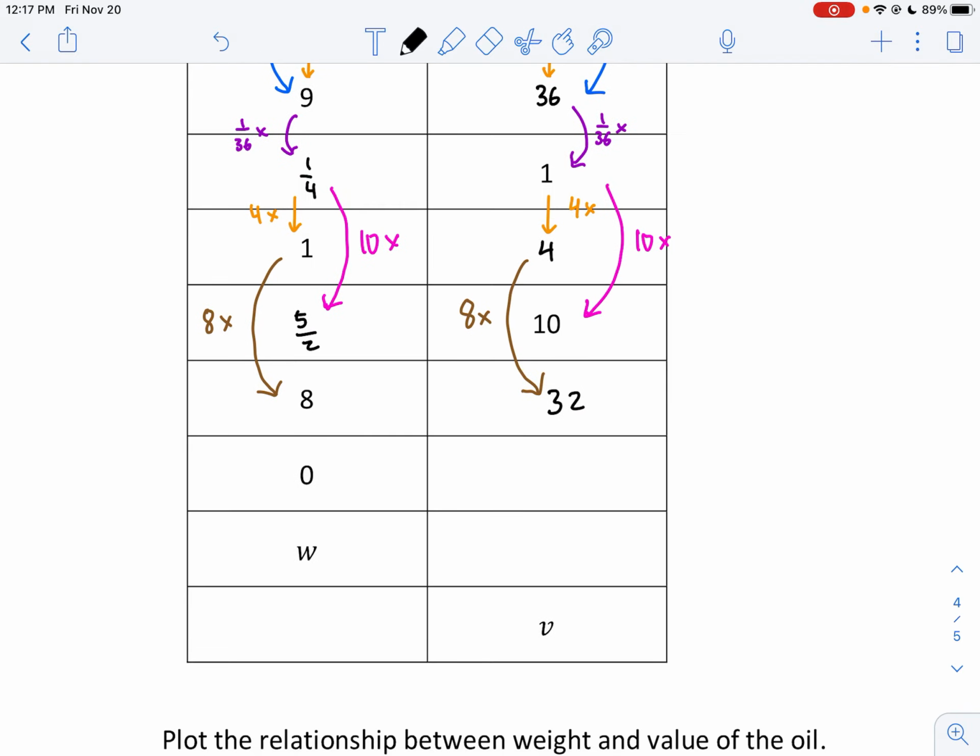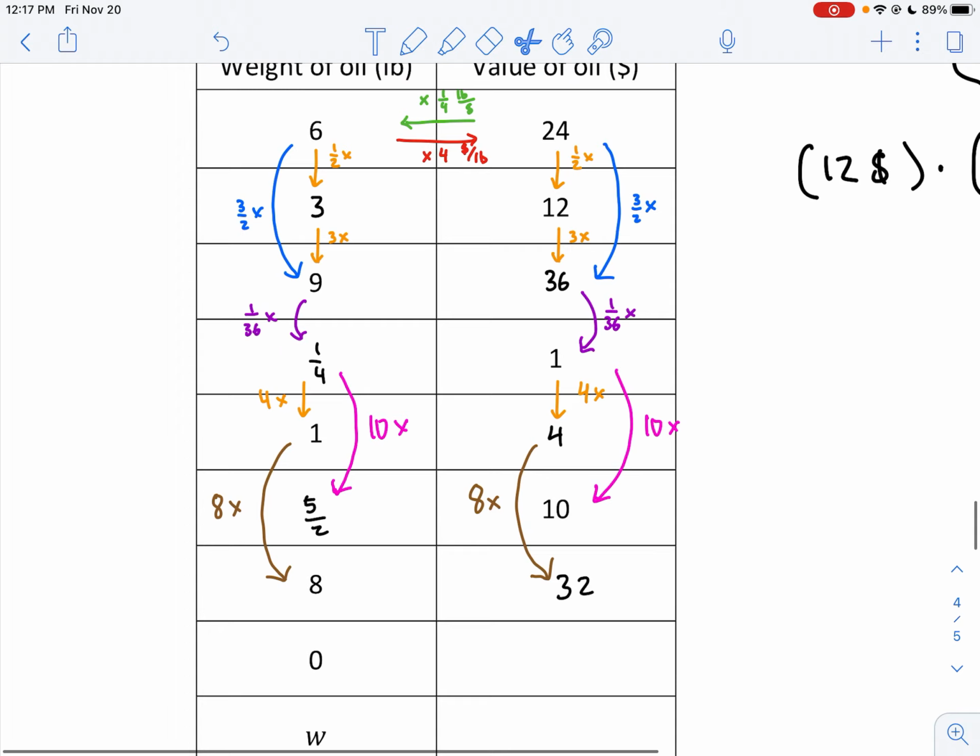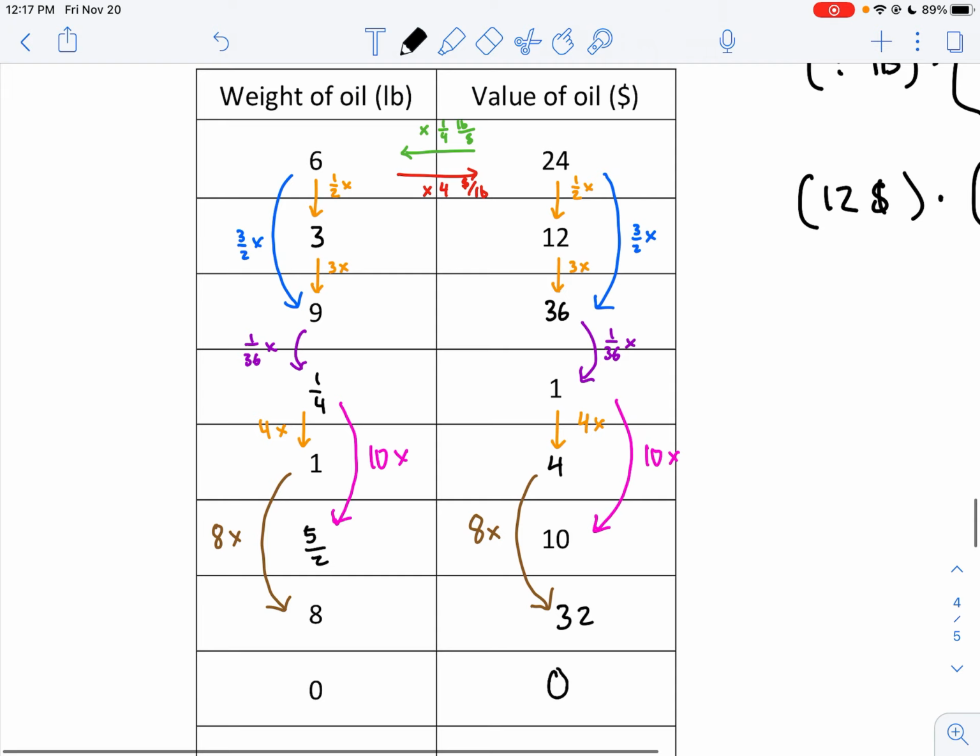What about the zeros? What if you have 0? Right, use one of these scale factors. Use that one. If you have 0 pounds multiplied by $4 per pound, you're going to get $0. Right, so you can use one of the unit rates to go straight across. That makes sense. It costs nothing to buy nothing, essentially, is what that's saying.